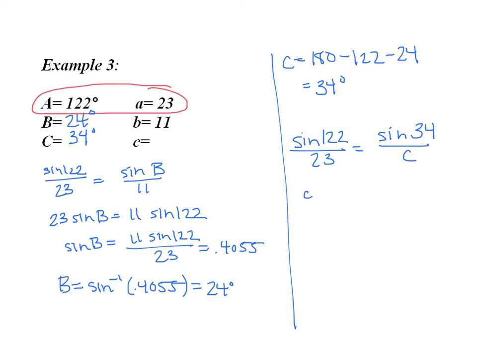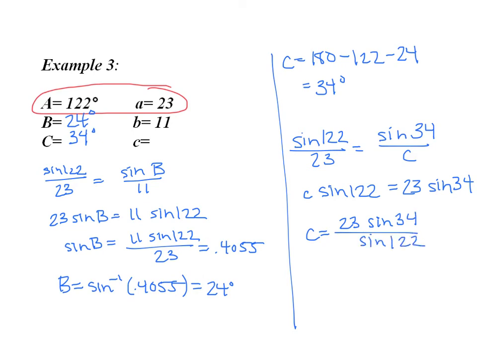Again, go ahead and cross multiply. And then we're going to divide by the sine of 122. And now we're ready to type all that in our calculator. So if we type it in our calculator, we should be getting approximately 15.2. So little c is approximately 15.2. Again, double check my smallest angle and smallest side are across from one another. My largest angle and largest side are also across from one another.